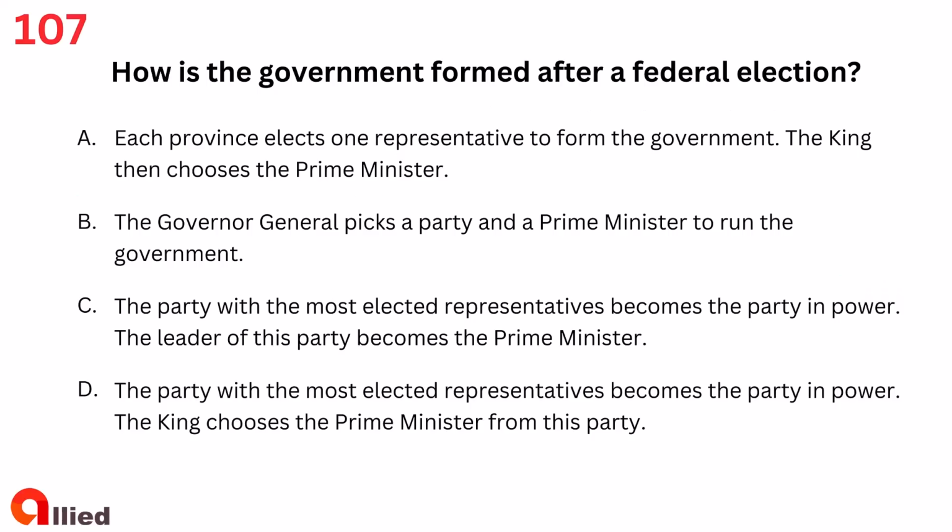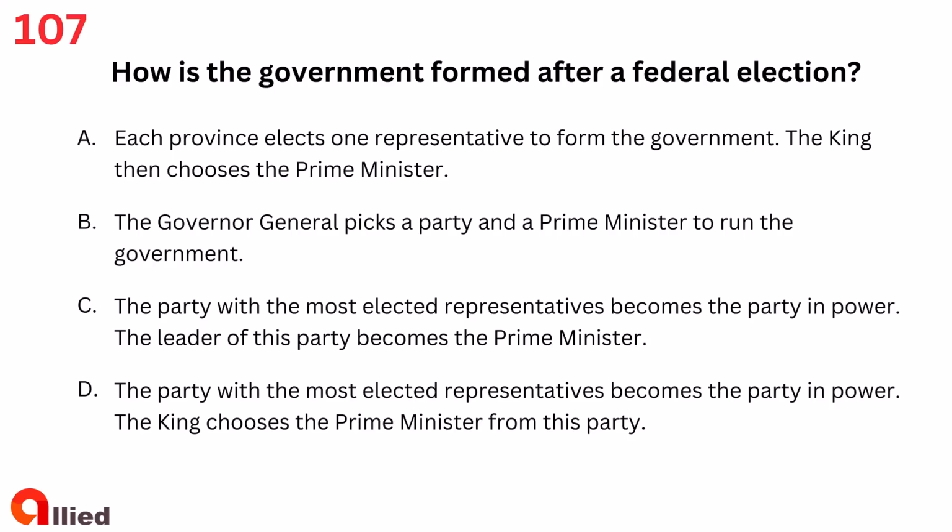Question 107. How is the government formed after a federal election? A. Each province elects one representative to form the government. The king then chooses the prime minister. B. The governor-general picks a party and a prime minister to run the government.